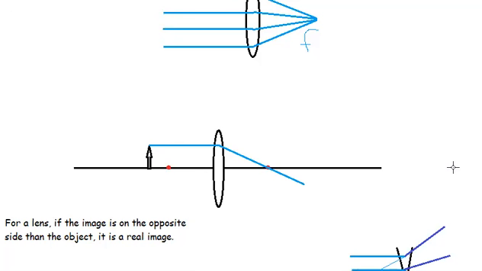Now in the second one, we're going to draw a ray so that it changes direction at the center of the lens. It's going to go through the focal point on the first side, and then it's going to change directions at the lens. Unfortunately, I didn't draw my lens quite low enough. And it's going to come out horizontally. Perhaps I should have drawn this one a little bit longer.